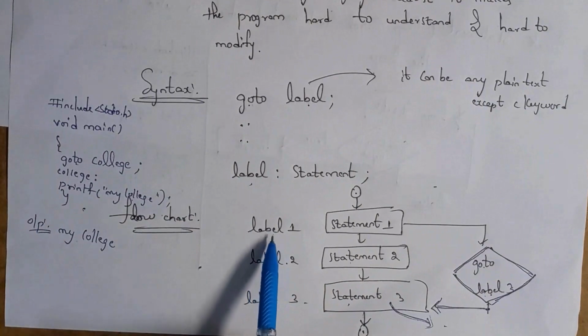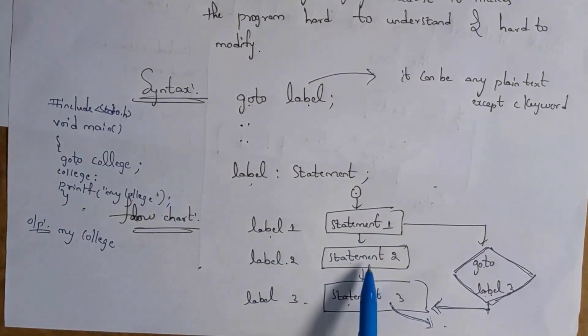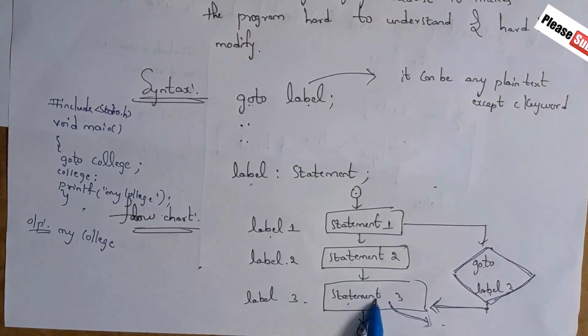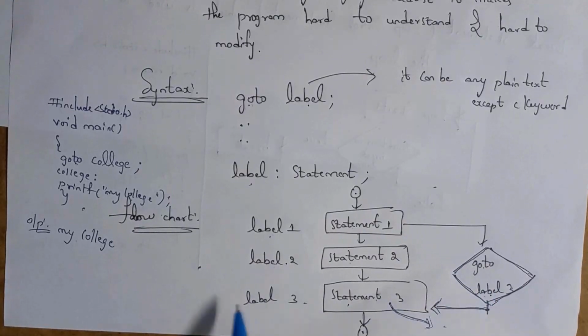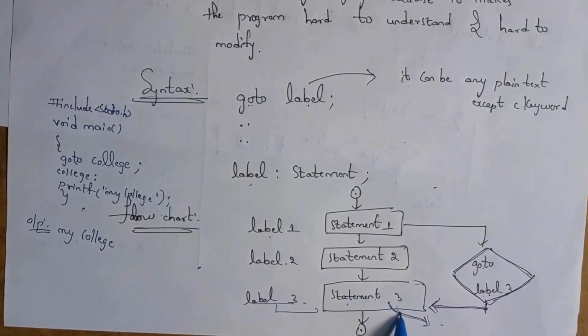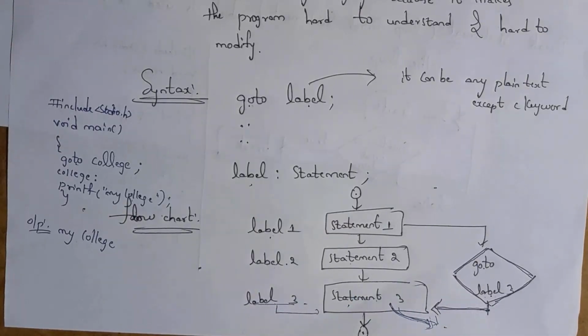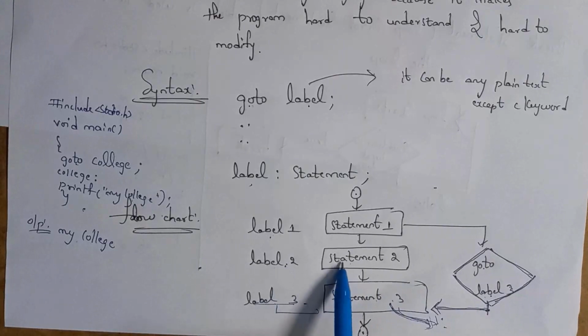Here at first I have written label 1. This label 1 contains statement 1. And similarly label 2 contains statement 2 and label 3 contains statement 3. After that I wrote goto label 3. That means it will go to label 3. Label 3 contains statement 3. So whatever statement this label 3 contains, I will get that statement 3 as output. For example, if I write goto label 2, then whatever statement this label 2 contains, I will get this statement 2 as my output. This is flowchart for goto statement.